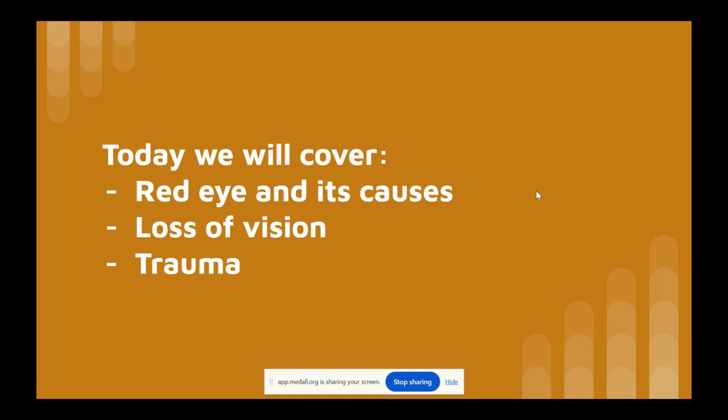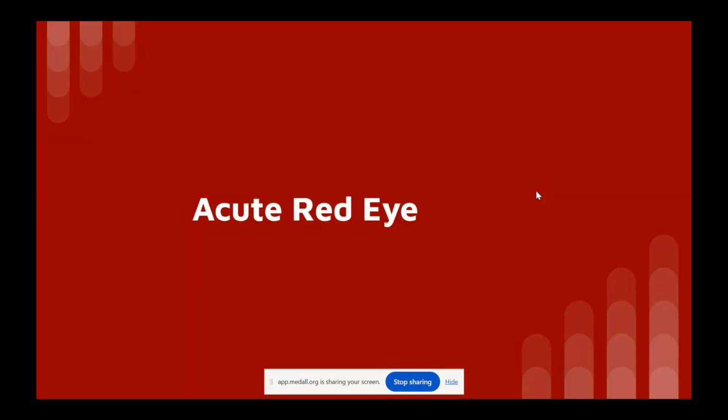Today we'll be covering, very quickly, red eye and what causes it. We're going to be quickly touching on loss of vision, more specifically sudden loss of vision, as this is more of an acute session. And then we'll be covering trauma.